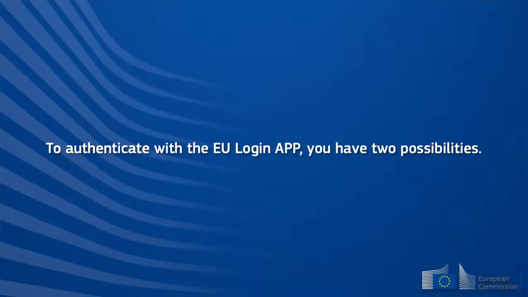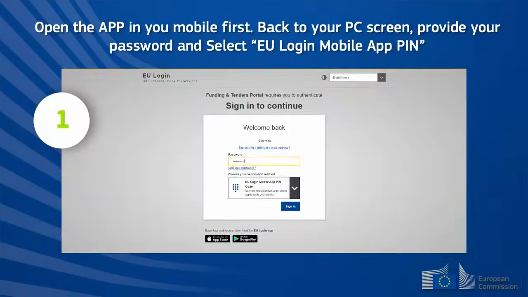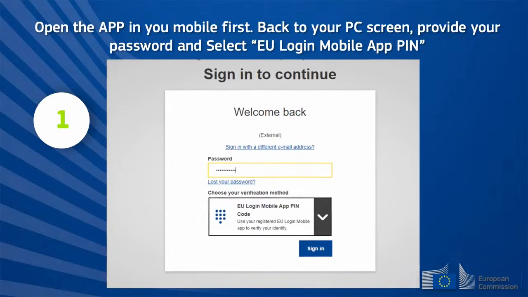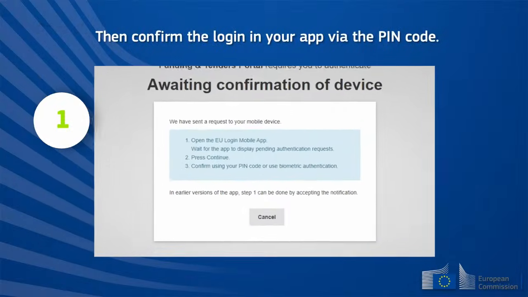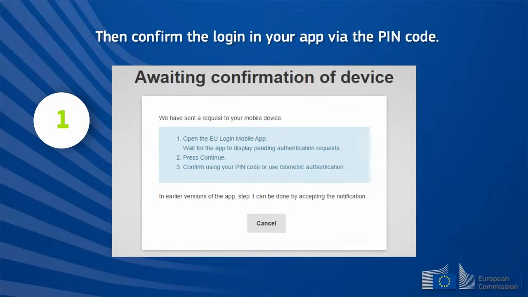To authenticate with the EU login app, you have 2 possibilities. 1. Open the app in your mobile first. Back to your PC screen, provide your password and select EU Login Mobile App PIN code. Then, confirm the login in your app via the PIN code.